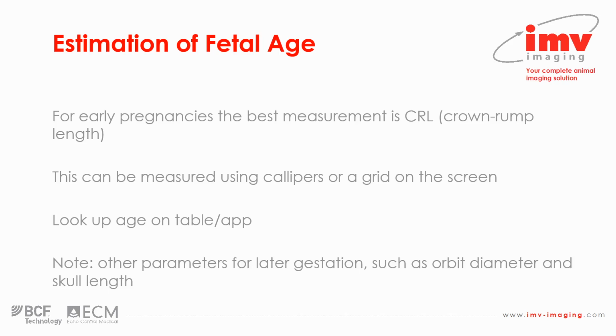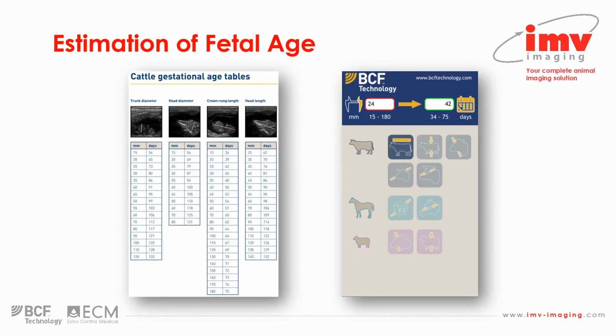And in fact, at IMV we've produced an app, iPhone or Android app, which enables you to enter those measurements, and it will then give you a gestational age. It's also worth noting, though, that whilst for early pregnancies crown rump length is the best measurement, there are other parameters for later gestation. So, for example, orbit diameter, trunk diameter, skull diameter and length, and so on.